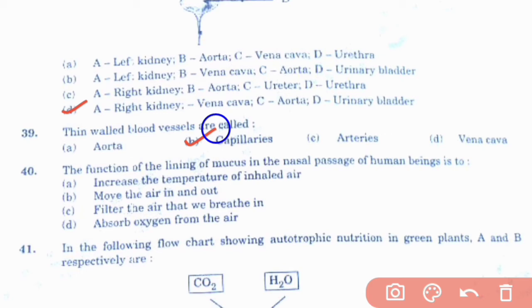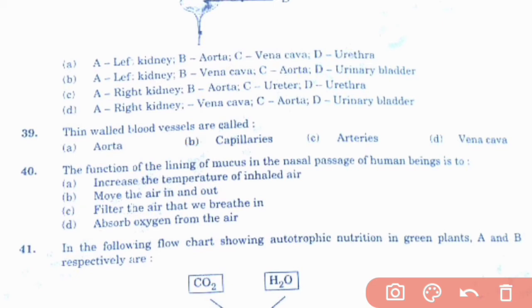Question number 40. The function of lining of mucus in the nasal passage of human beings is to: option number A, increase the temperature of inhaled air; B, move the air in and out; option number C, filter the air that we breathe in; option number D, absorb oxygen from air. So the correct answer is filter the air that we breathe in, that is option number C.